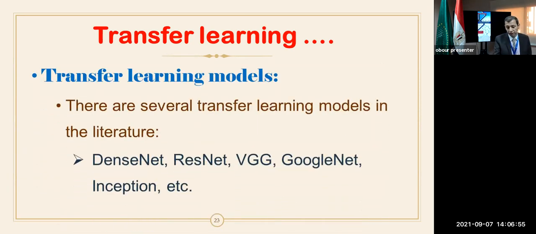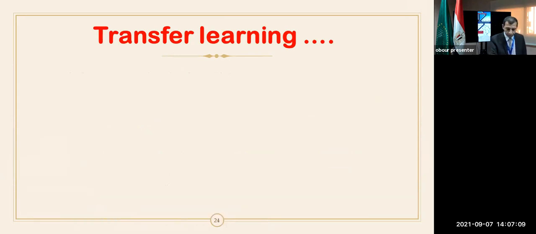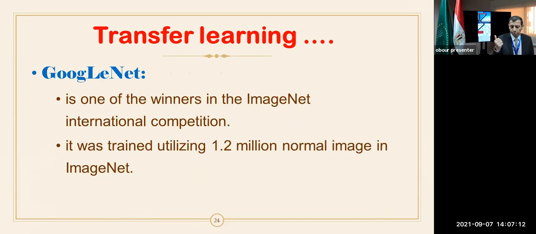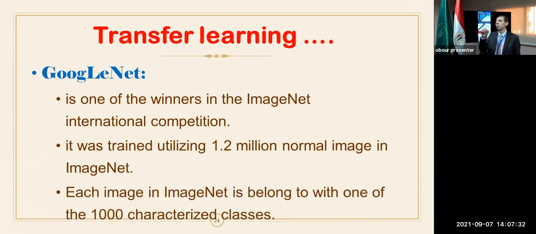In transfer learning, there are different models that are trained on ImageNet, such as DenseNet, ResNet, and VGG. In our model, we used GoogLeNet. GoogLeNet, as we mentioned previously, is trained on ImageNet, which has 1.2 million normal images, and it classifies these images into 1,000 different classes. Here we classify using only 3 different classes.